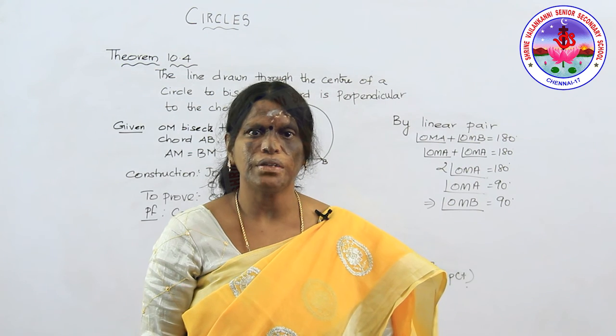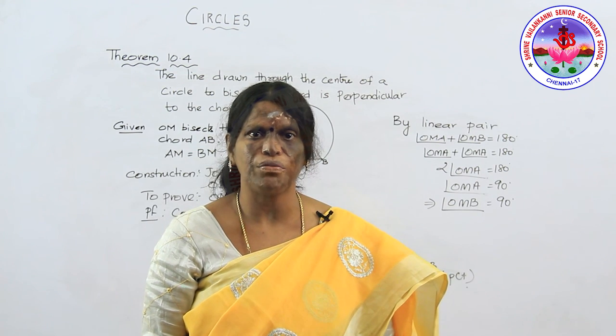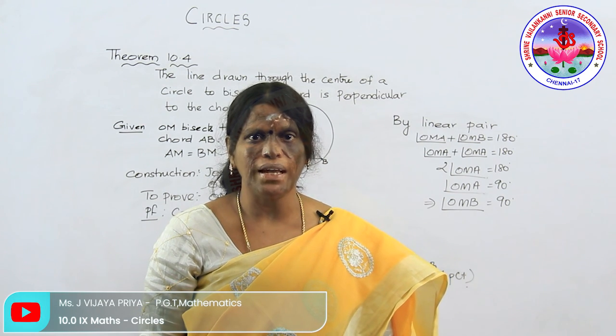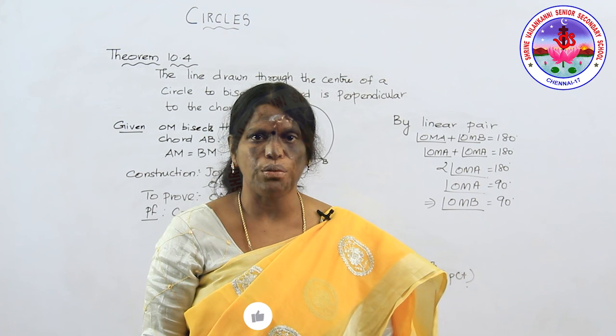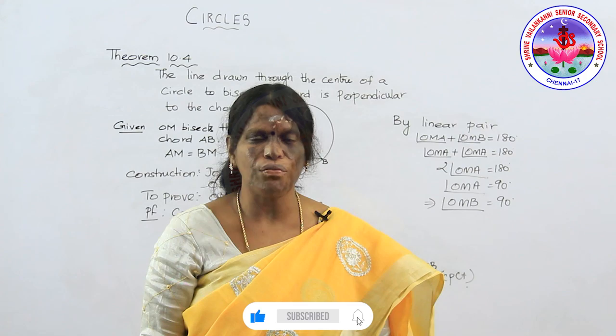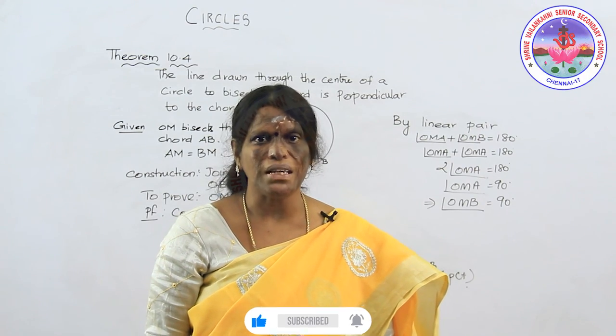Hope you understood the definition of sector and a segment of a circle, and also that equal chords subtend equal angles at the center and its converse. Also we have seen that the perpendicular drawn from the center of a circle to a chord bisects the chord.